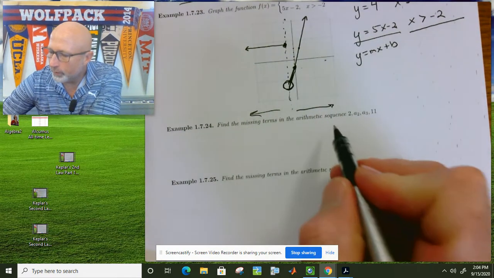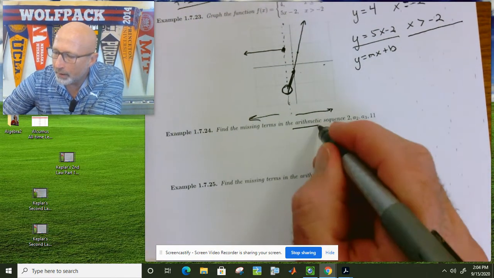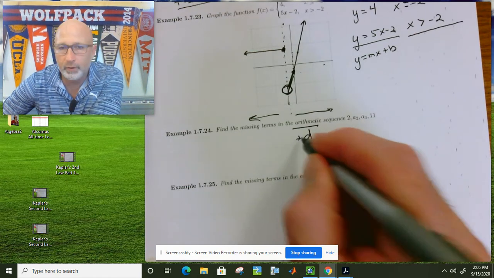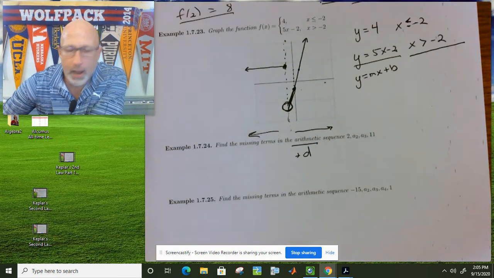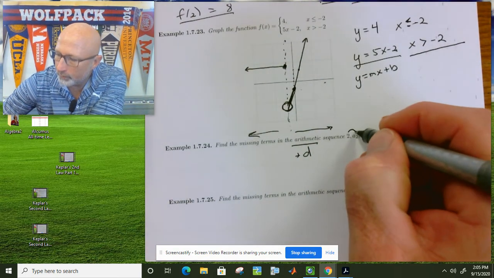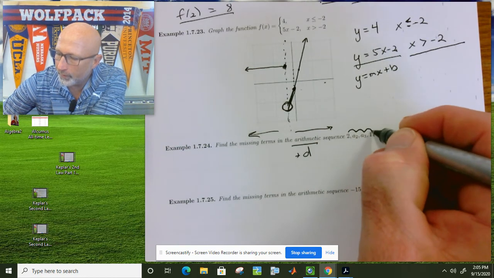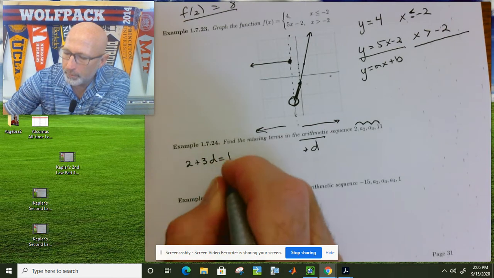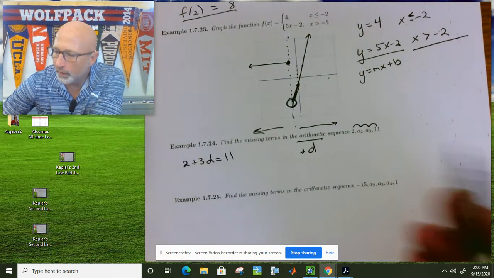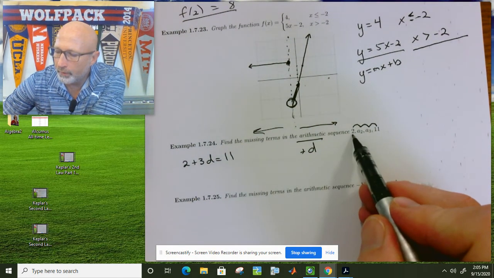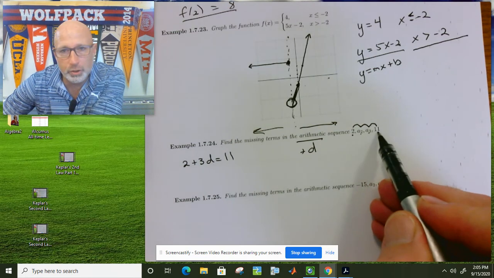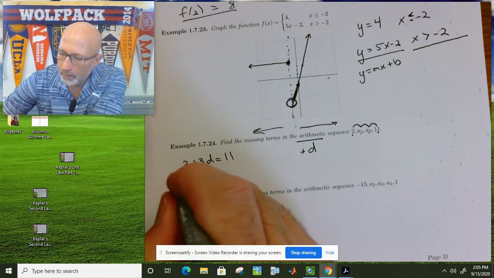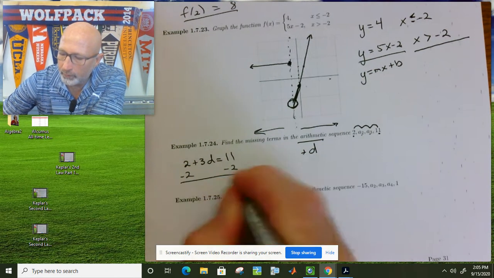Okay, next question. Find the missing terms of the arithmetic sequence. It's arithmetic, which means you're adding on the common difference. How many times do you add on the common difference? Once, twice, 3 times. So 2 plus 3d should be equal to 11, right? You add on the difference 1, 2, 3 times, and it should be equal to 11.